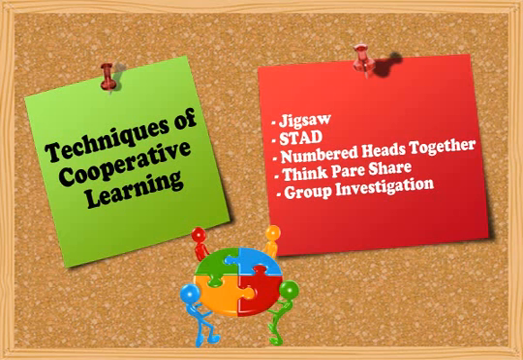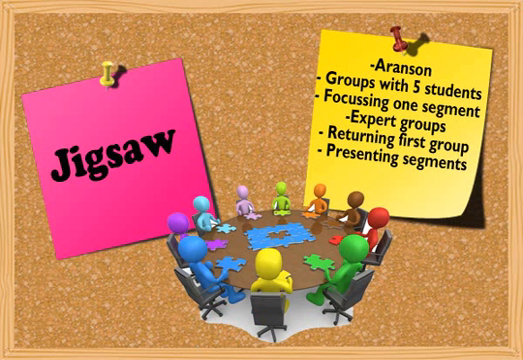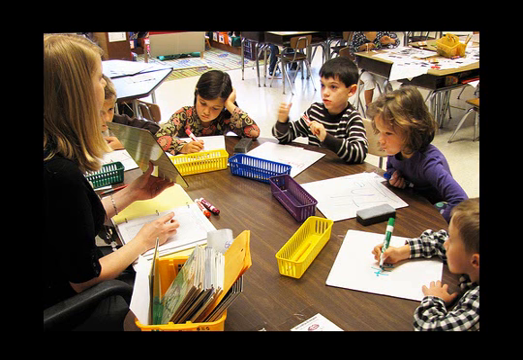There are 5 different types of cooperative learning. Jigsaw model. This model was developed by Aronson. Students are assigned to 6-member teams to work on academic material that has been broken down into parts.